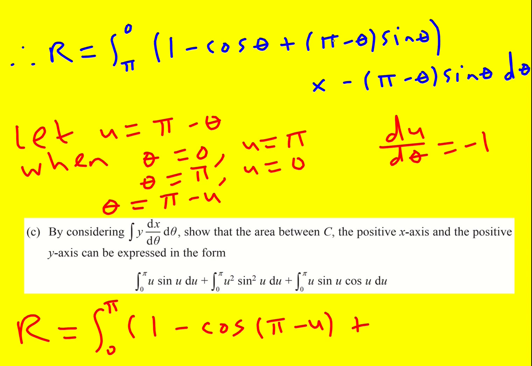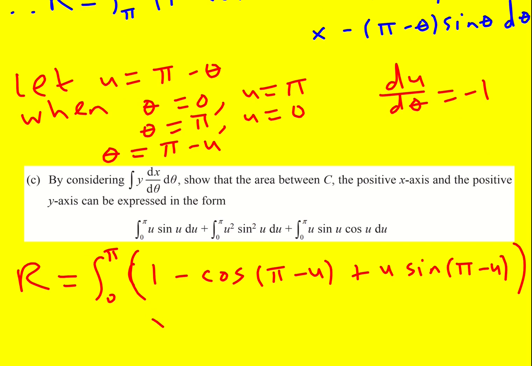But here it's going to be a bit simplified because I'm going to get a u and then sine of pi minus u. Okay, that's all in a big bracket. Then this is still in the integral, then I'm going to be timesing by minus u sine of pi minus u. And then it's going to be times minus 1 du, because I have to times by du by d theta. I'm going to cancel that minus 1 out with this minus here.